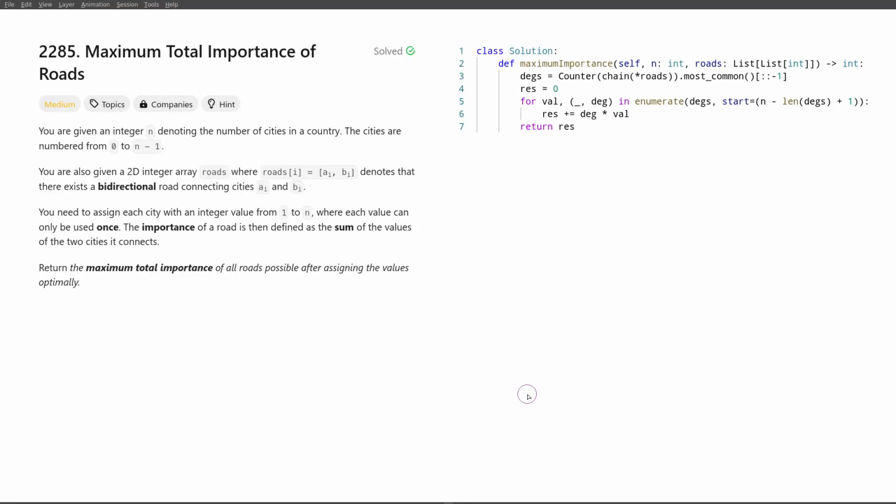Hello everyone, today we'll talk about the problem maximum total importance of roads. We're given a graph represented as a list of edges. You want to assign numbers from 1 to n, every number once, to all the nodes in our graph, in such a way that we maximize the sum of values of edges, where a value of an edge is just the sum of the values of both the nodes that this edge connects. So, assign values from 1 to n to every vertex, maximize the sum of endpoints over all the edges.